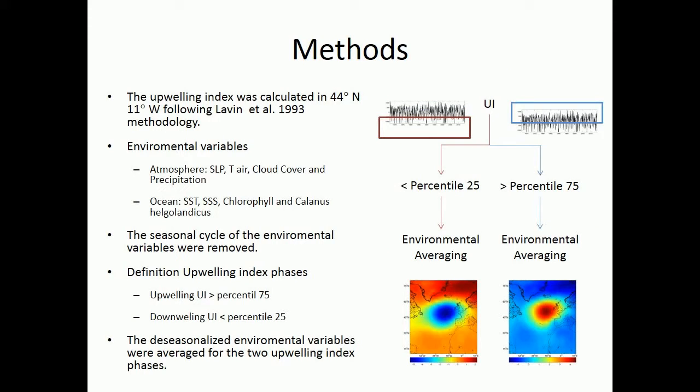We consider upwelling phase the months with Upwelling Index values higher than percentile 75 and downwelling phase the months with values lower than percentile 25. The deseasonalized environmental variables were averaged for the two Upwelling Index phases.